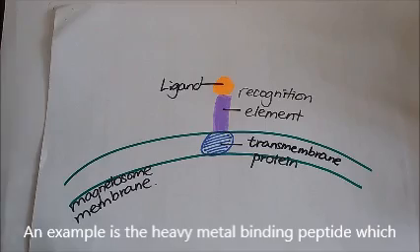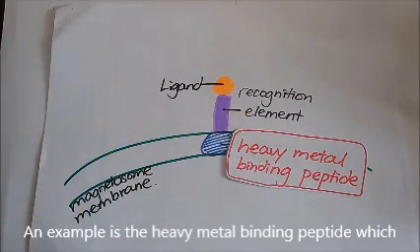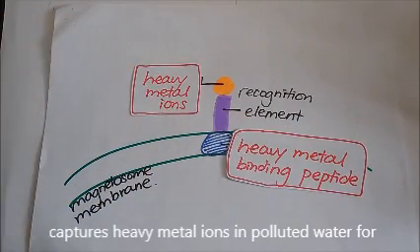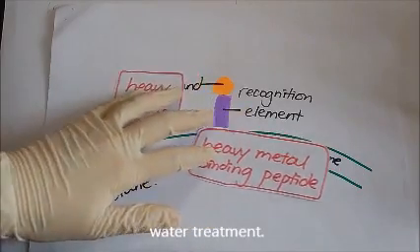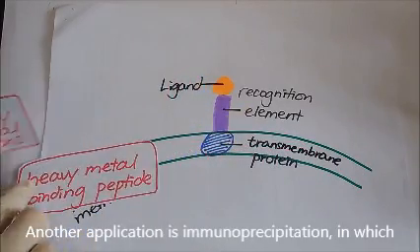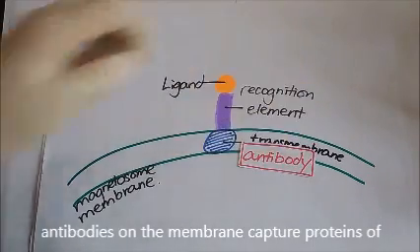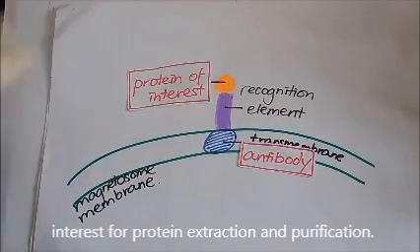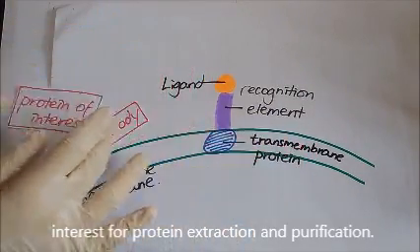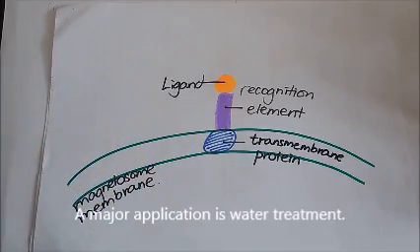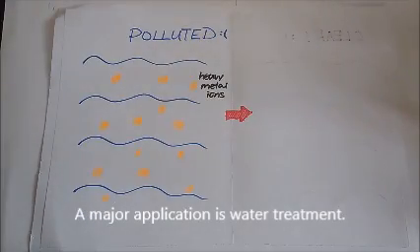An example is the heavy metal binding peptide, which captures heavy metal ions in polluted water for water treatment. Another application is immunoprecipitation, in which antibodies on the membrane capture proteins of interest for protein extraction and purification. A major application is water treatment.